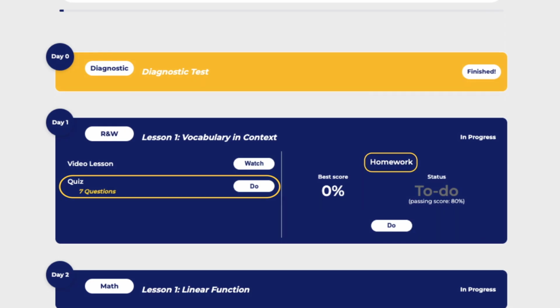You can also further practice this type of question with different difficulty levels in the domain practice mode by filtering for the inference skill in the reading and writing portion.